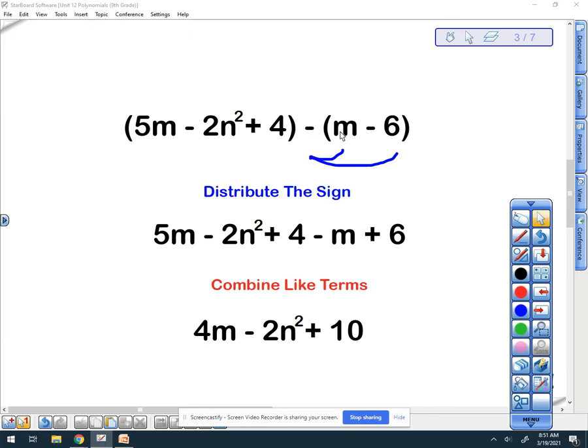Make sure you do that, because most of the time, if students miss these problems, it's because when they looked at this, they forgot to distribute that sign and they just rewrote it. So be careful of that. Or a lot of students will look at this and say, okay, a negative and a positive is a negative, minus m, and then they'll just write this the same way, minus 6. So make sure you do it to both of them.